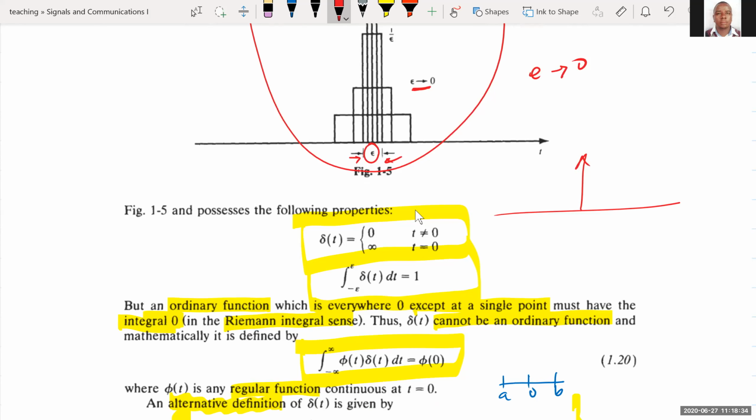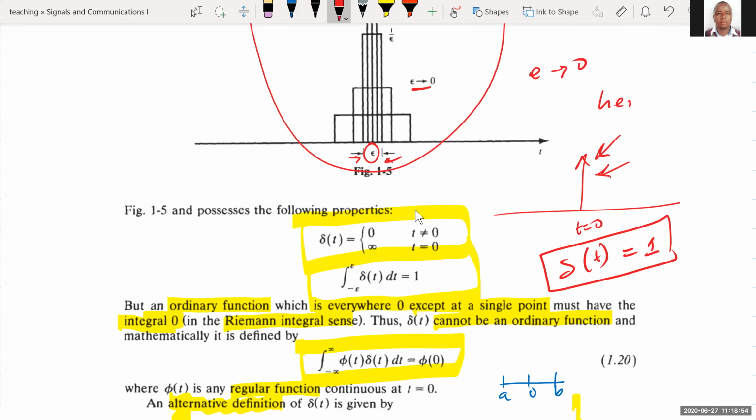It is considered to be a value that is not defined. At time t equals 0, delta of t is considered to have a value of 1, and its height appears to approach infinity. So the height of that arrow appears to approach infinity, but the area defined by this arrow that represents a unit impulse function has a value of 1.